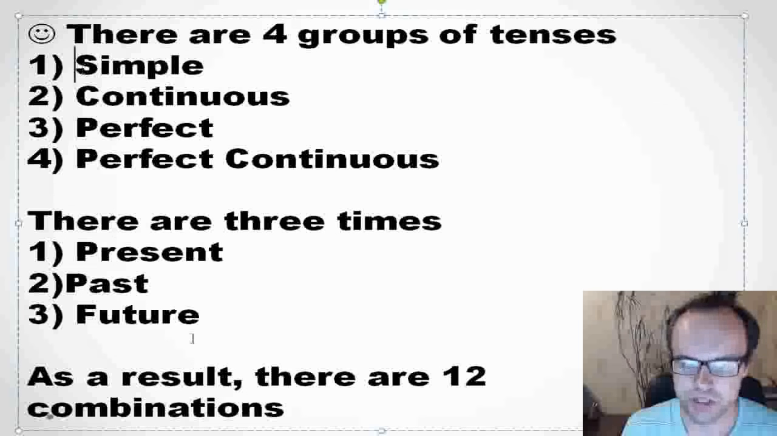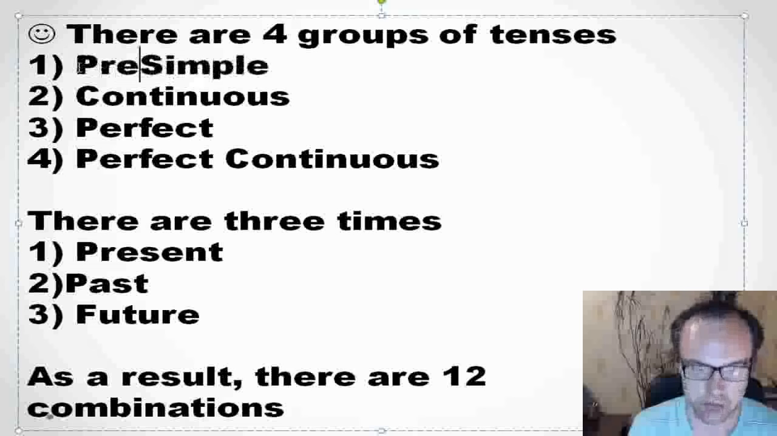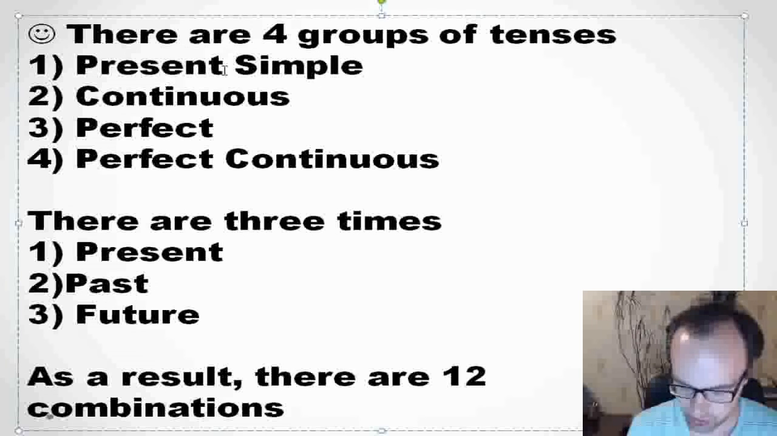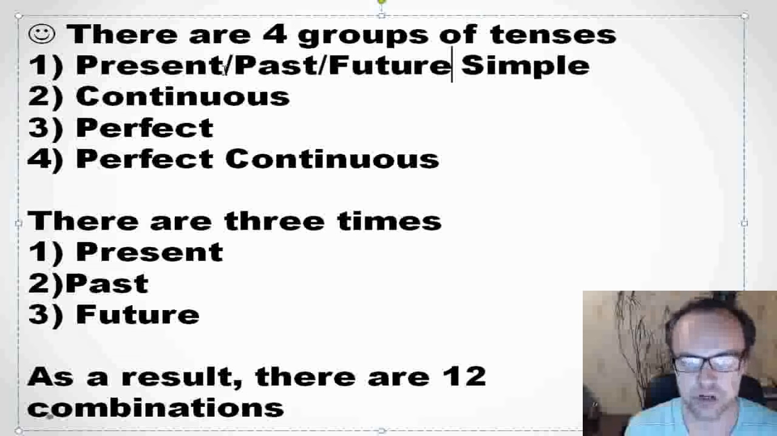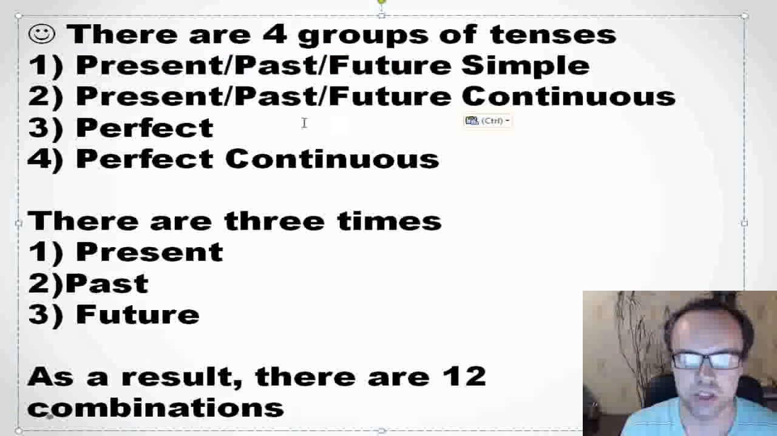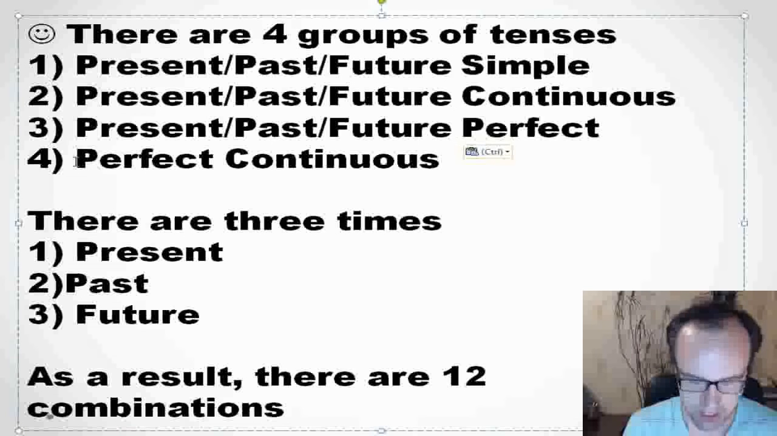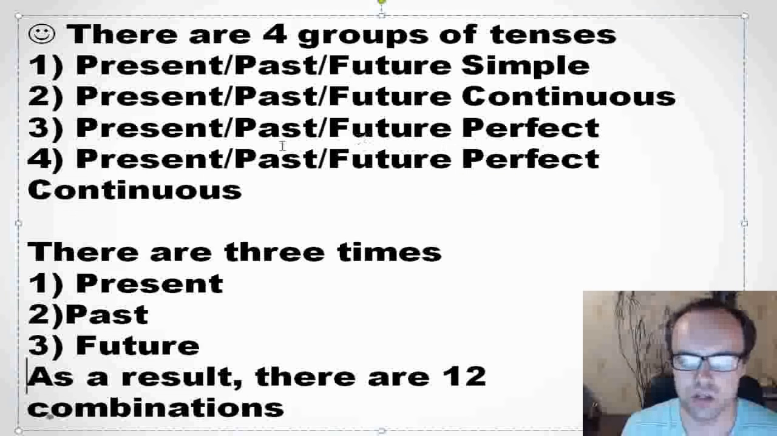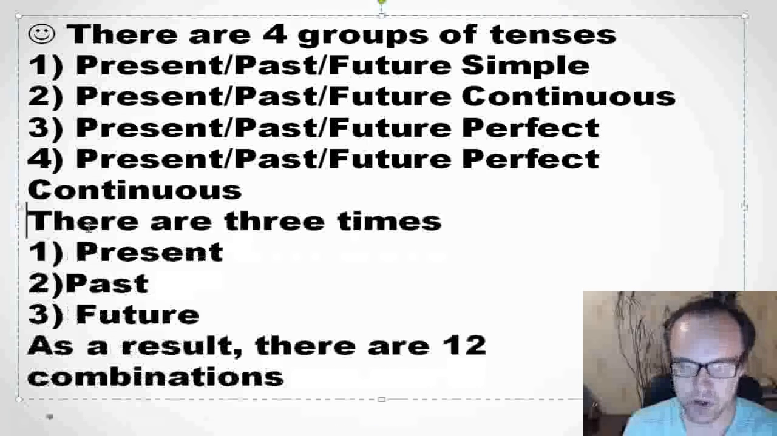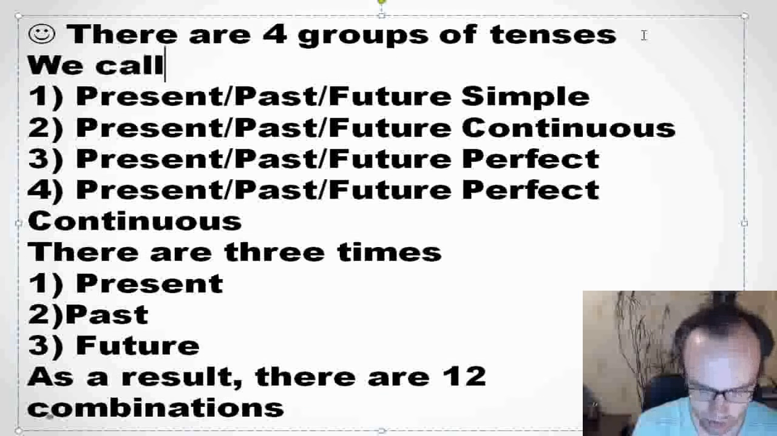So it's present simple, past simple, and future simple. Next, continuous: present continuous, past continuous, and future continuous. Perfect: present perfect, past perfect, and future perfect. And perfect continuous: present perfect continuous, past perfect continuous, and future perfect continuous. So 12 tenses. We call it active voice.